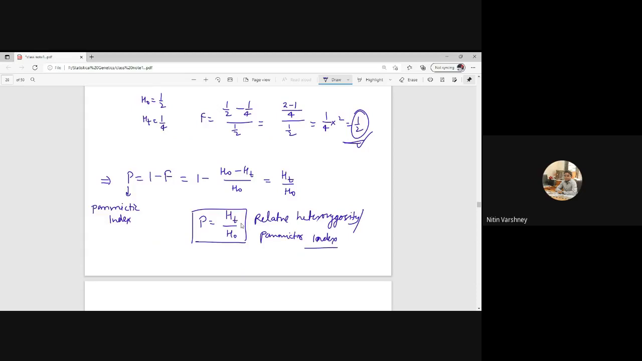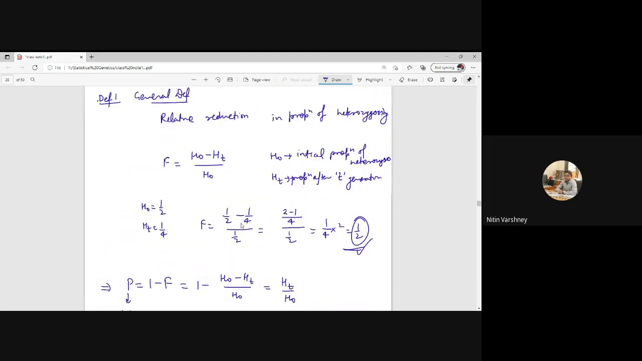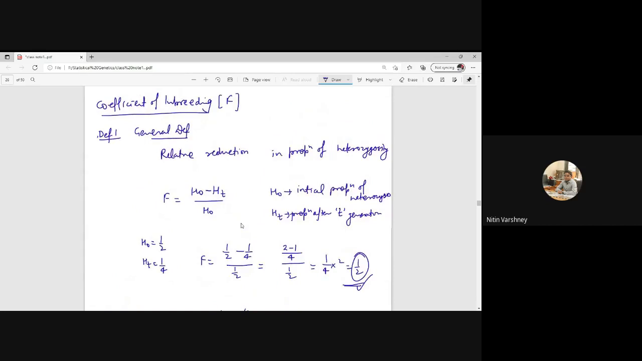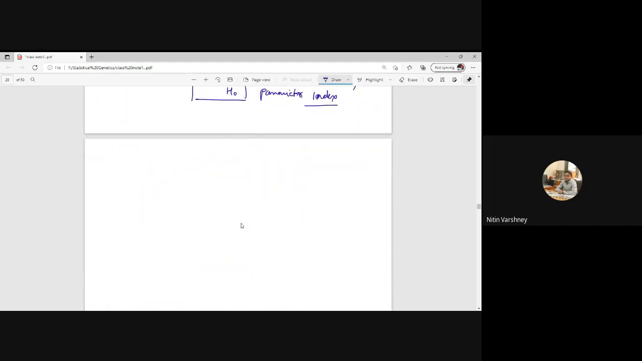Okay, so this is important regarding inbreeding, the Panmictic index. Now the second definition. The first was the general definition on the basis of heterozygosity proportion. The second definition is the inbreeding definition due to Sewall Wright, the Sewall Wright definition.